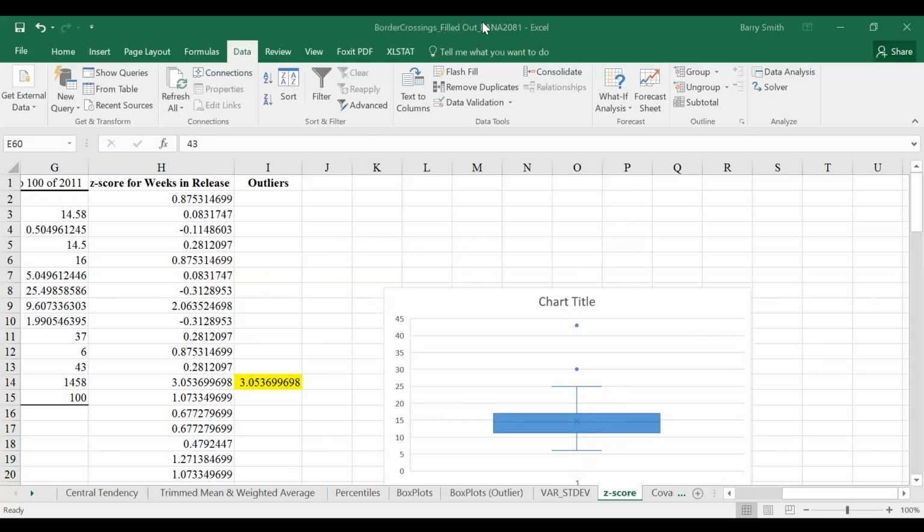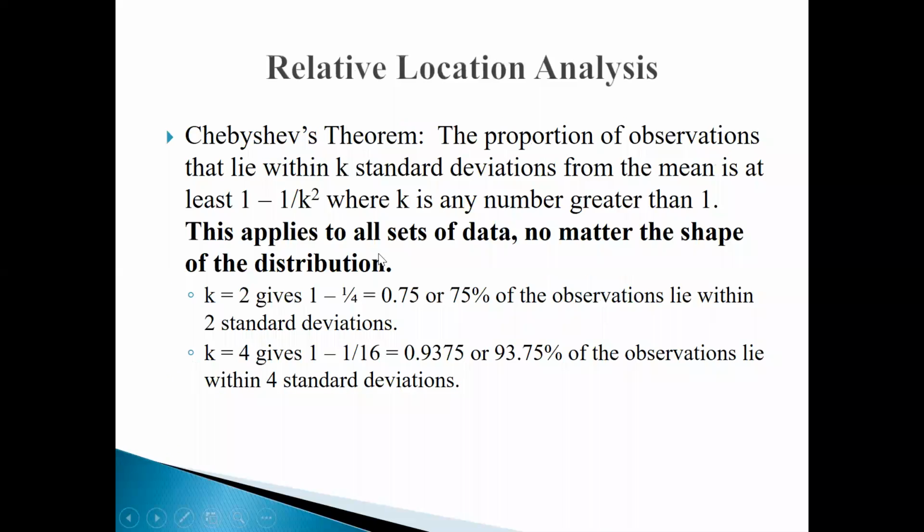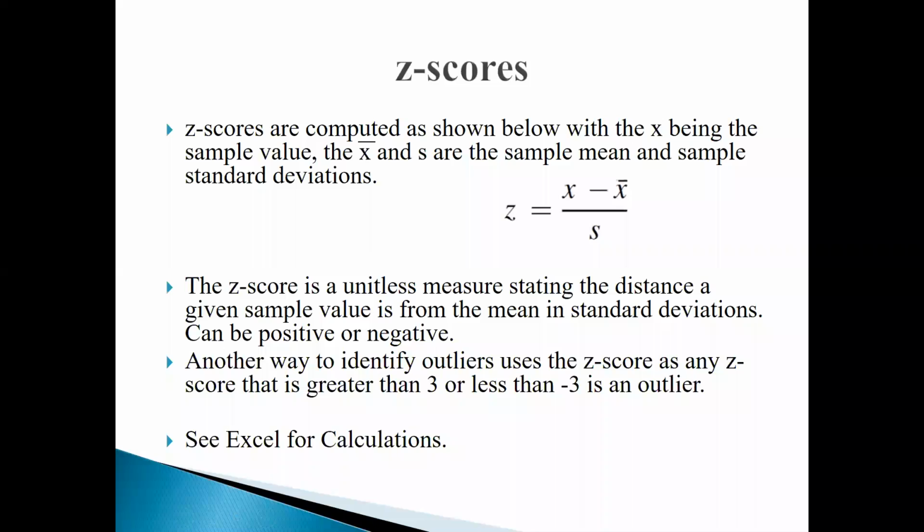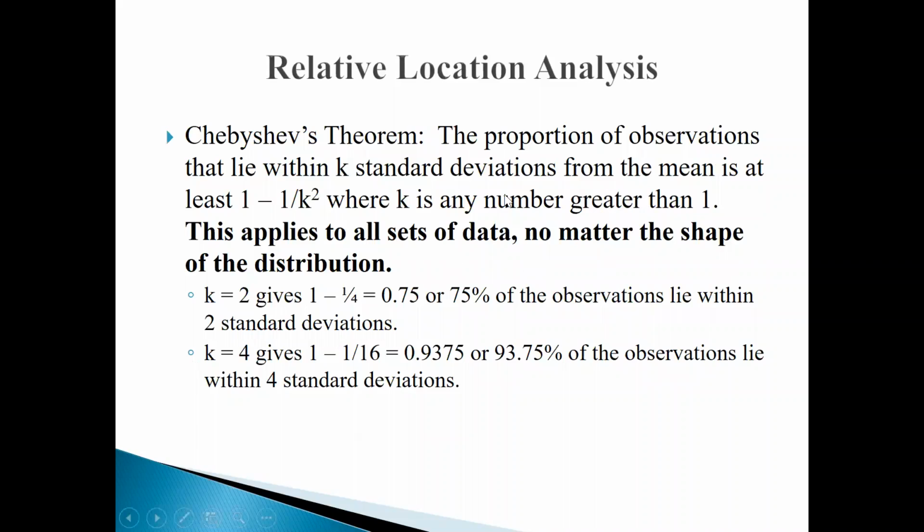All right, so let's move on to the last part here. And this is relative location analysis. So Chebyshev's theorem basically states the proportion of observations that lie within k standard deviations from a mean is at least 1 minus 1 over k squared, where k is any number greater than 1. Now remember, over here, z-scores were basically how far away something is from the mean in standard deviations. And this is kind of doing the same thing, except now we're using k standard deviations above or below the mean.